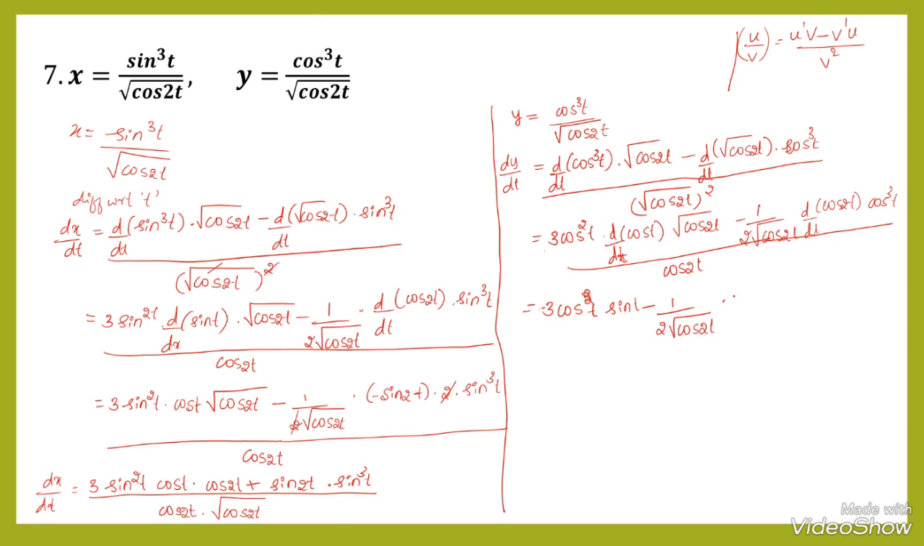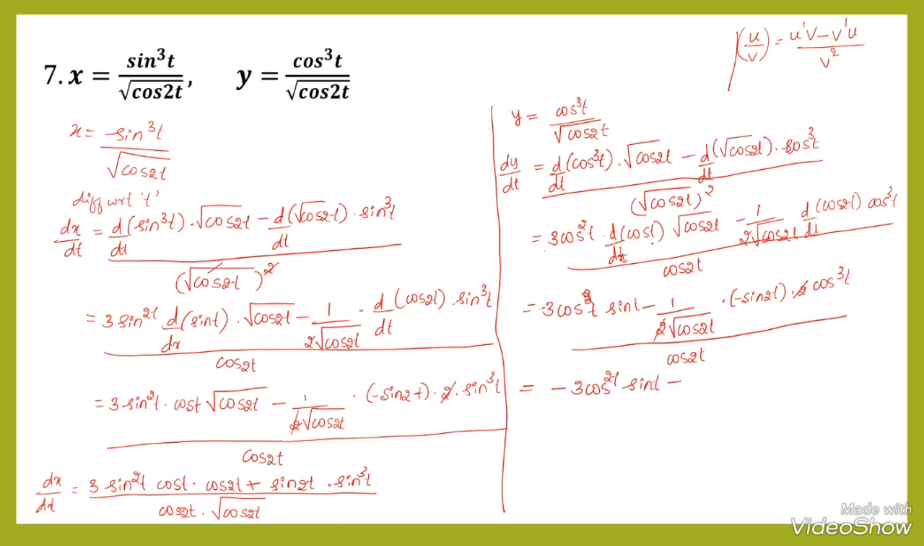Differentiation of cos 2t, again minus sine 2t into 2 cos cube t, whole divided by cos 2t. The 2 gets cancelled. Here minus into minus becomes plus. That is minus 3 cos square t sine t minus.